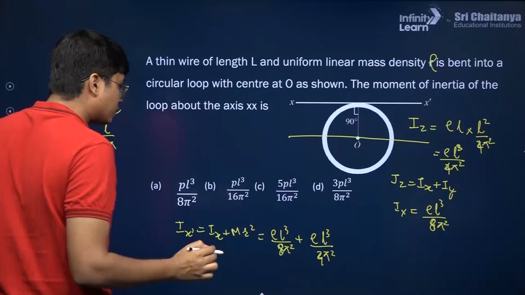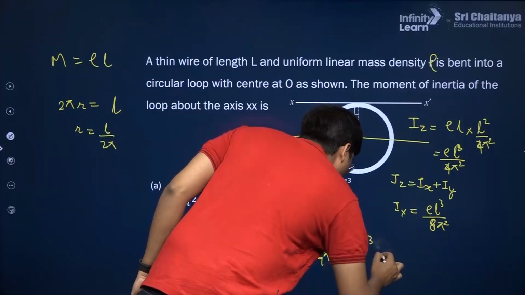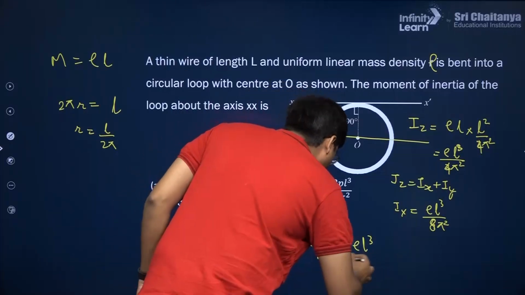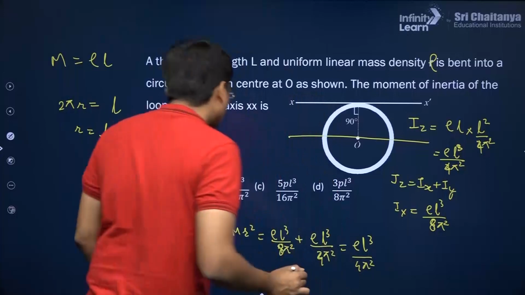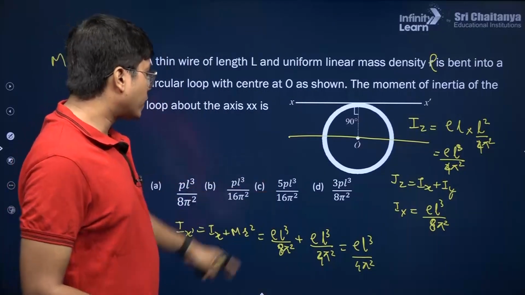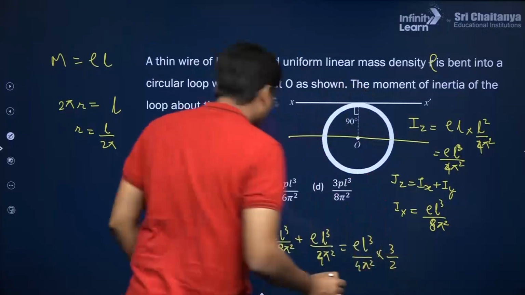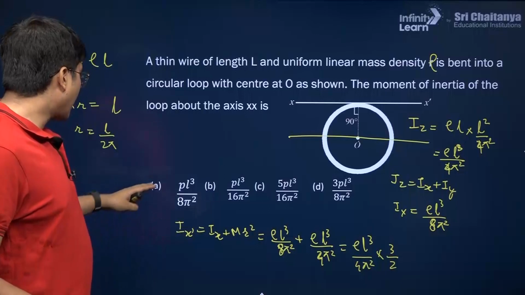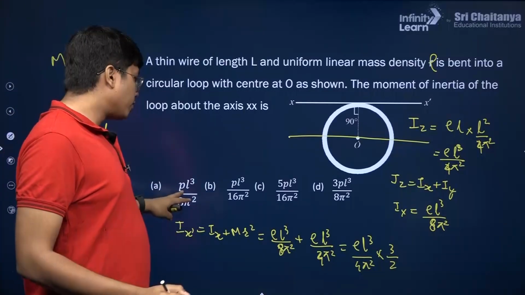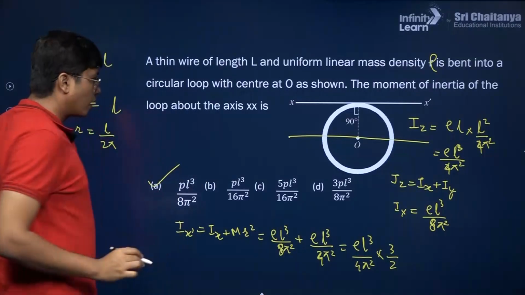That makes this rho L cube, and I can take the 4 pi square common. So half plus 1, that is 3 by 2. So that is 3 rho L cube divided by 8 pi square. Do we have anything? Rho L cube divided by 8 pi square. So this is our correct option.